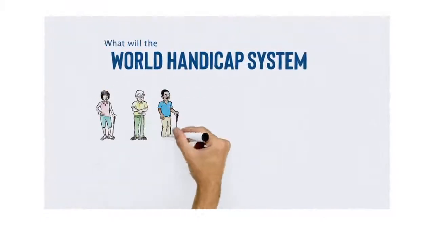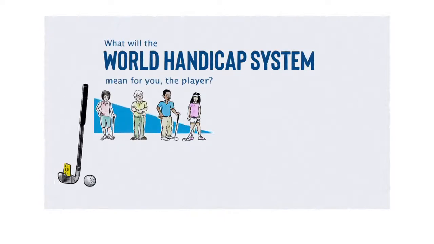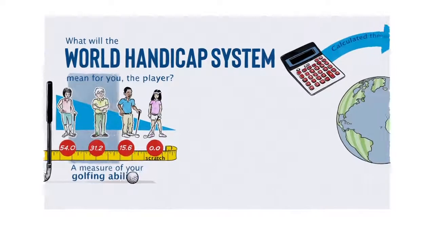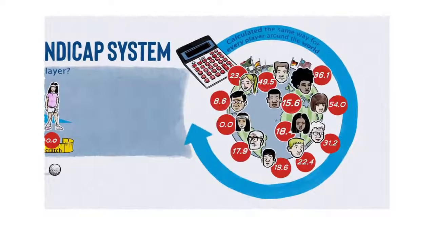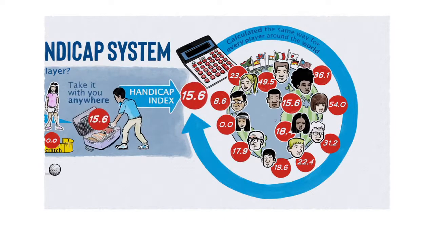What will the World Handicap System mean for you, the player? It all starts with a measure of your golfing ability, calculated the same way for every player around the world. A handicap index that you can take with you anywhere and use at whatever course you're playing.